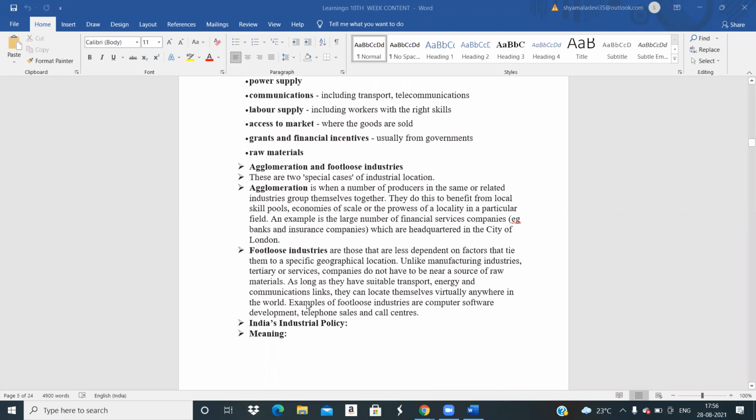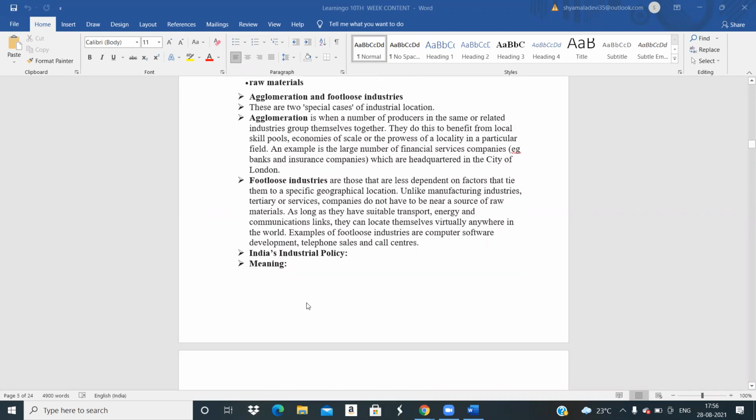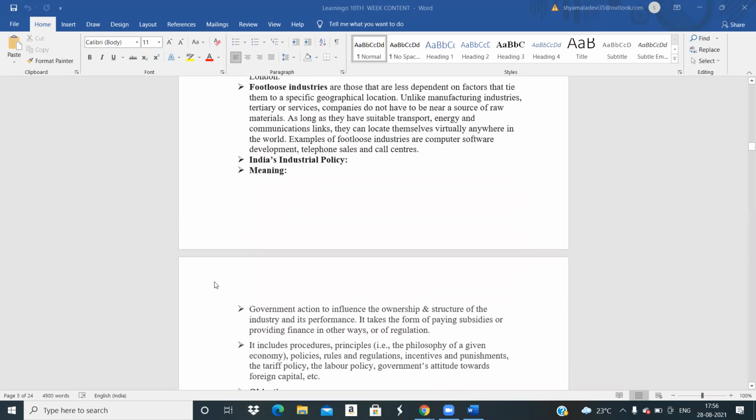Okay. Now, the most important thing we talk about is the industrial policy. So what is an industrial policy of a government? It is the action of the government to influence the ownership, the structure of the industry, and its performance. Now, when I say ownership, whether it should be under the control of the government, or a private sector, or a global enterprise, that means it can be an MNC, or a combination of both the public sector and the private sector. Joint sector. Yeah, very good. We call it a joint sector.